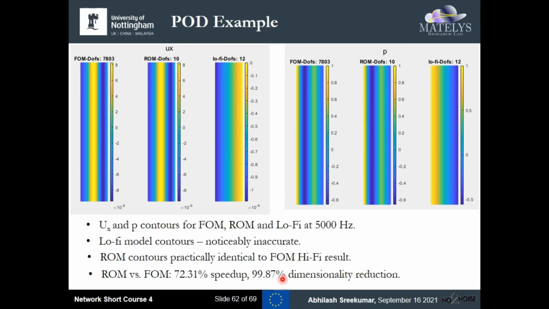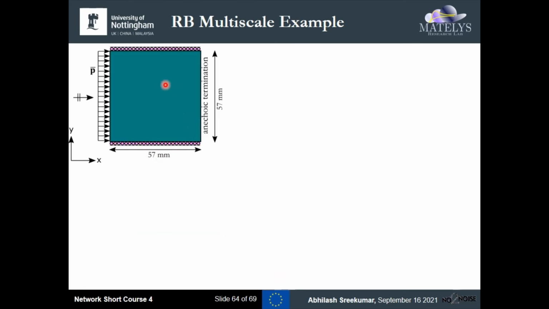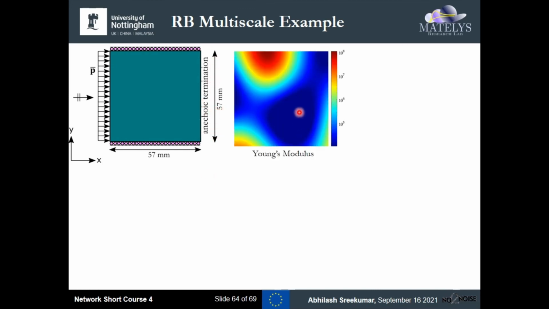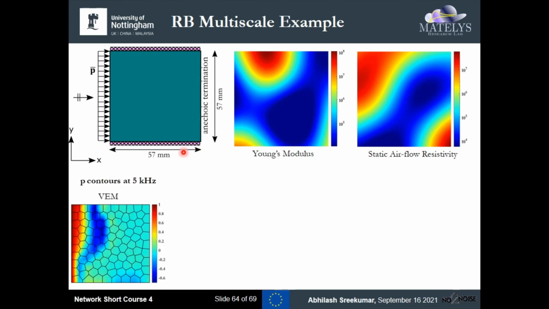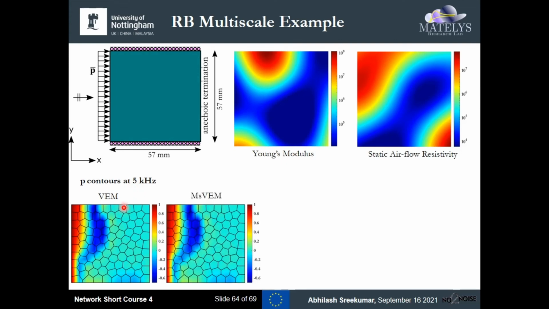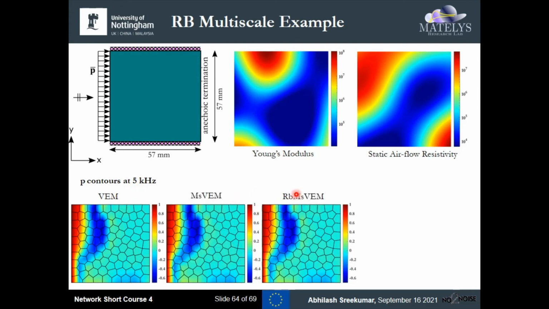We now apply this in a reduced basis multiscale context, where once again we have a poroelastic material with anechoic termination this time. It's a highly heterogeneous medium, so it has a Young's modulus as follows and a static airflow resistivity. Since it's highly heterogeneous, we require a fine discretization to accurately resolve all heterogeneities. The pressure contours as obtained by the WEM at 5 kHz are provided, and also by the MSWEM and the reduced basis MSWEM. We can see that they are almost identical throughout, and so are the sound transmission loss contours obtained by all three methods across all frequencies.